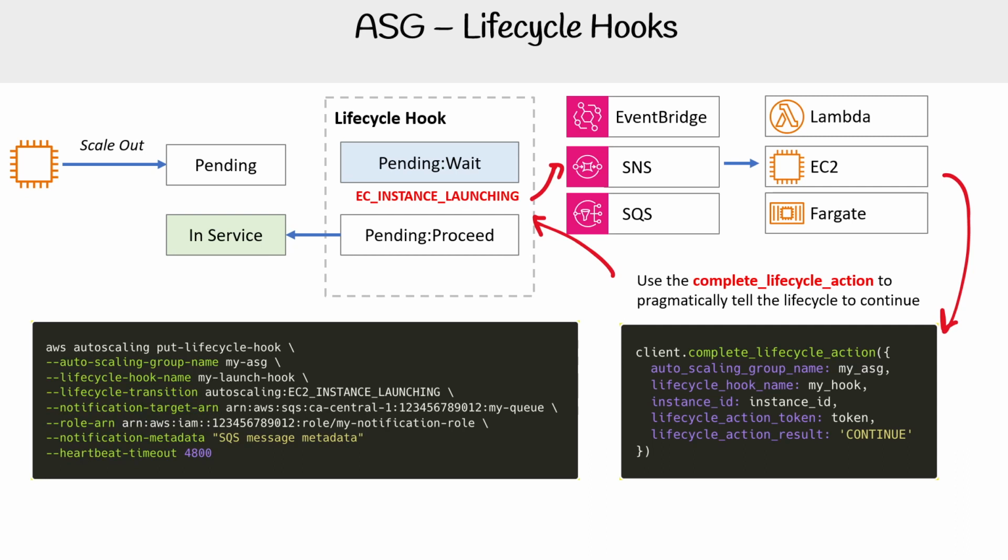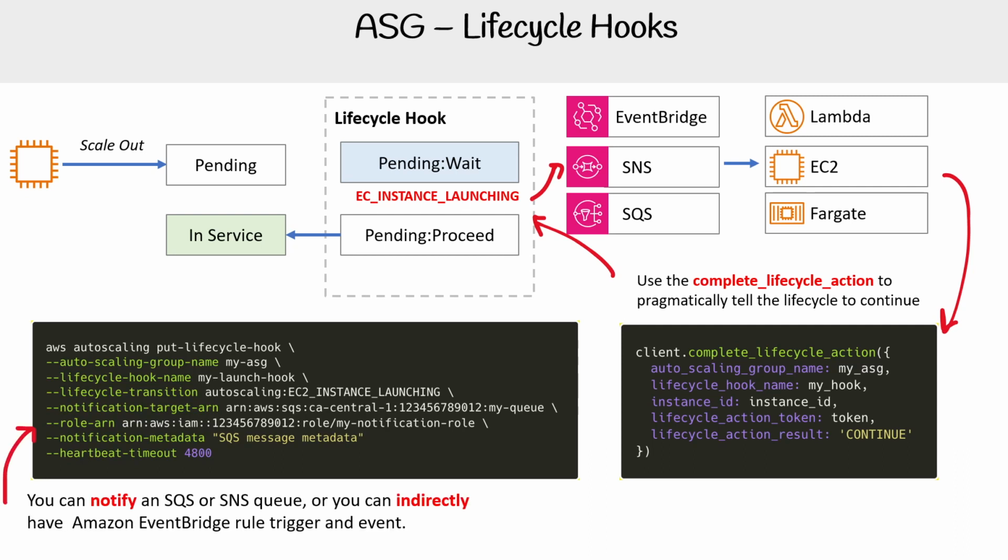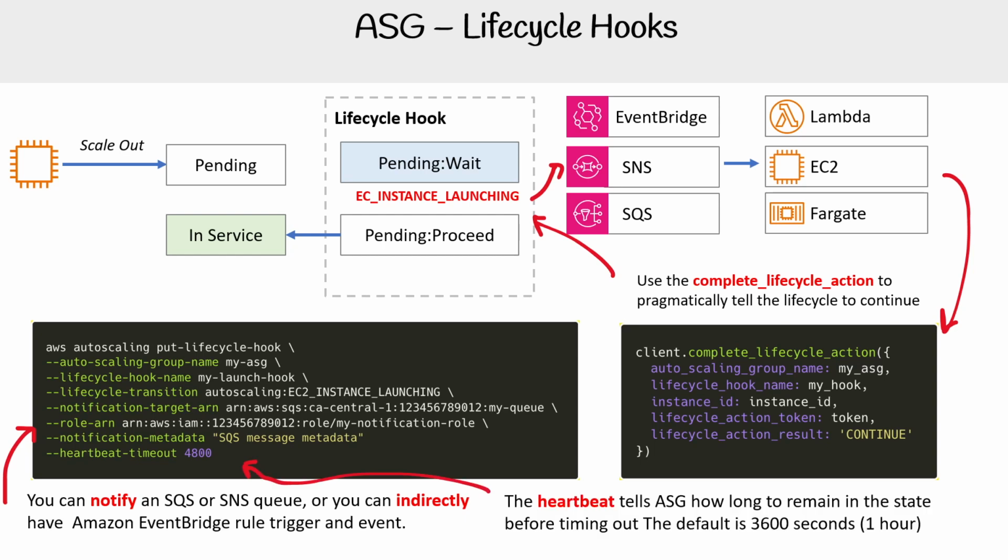Here is what it looks like to set up a lifecycle hook. Notice that we have this notification target ARN, and that's how we're specifying either SNS or SQS. If you are targeting EventBridge, you actually don't explicitly define it here. You're going to implicitly set up a rule trigger and event. There's the heartbeat. This is how long it will remain in that state. So this is your timeout. And the default is 1 hour, but you can set it to whatever you want it to be.